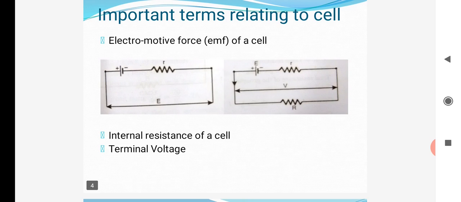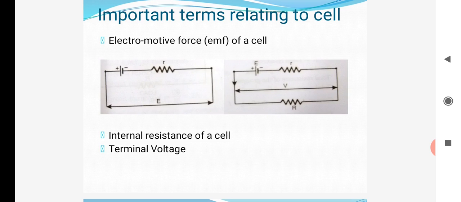Now these are the important terms related to a cell: EMF of a cell, internal resistance of a cell, and the third one, terminal voltage. Whenever you study the cell, these three terms are very important.